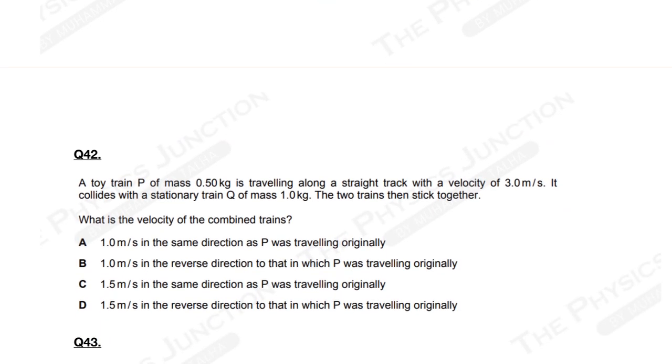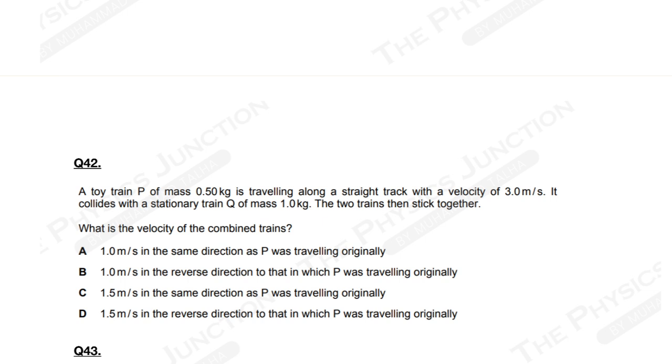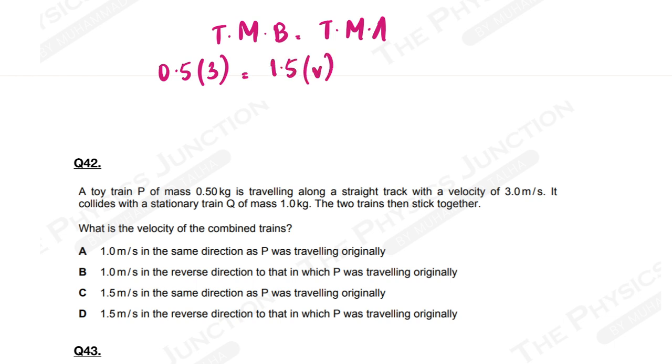42. A toy train of mass 0.5 kg is traveling along a straight track with a velocity of 3, collides with a stationary train of mass 1. Trains then stick together. What is the velocity of the combined trains? Again, total momentum before equals total momentum after. Total momentum before is of the 0.5 kg train, which was traveling at a velocity of 3. And afterwards, initially the other train was not traveling, the 1 kg train, and afterwards they stick, so the masses get added up, and this is what we have. So v turns out to be 1.